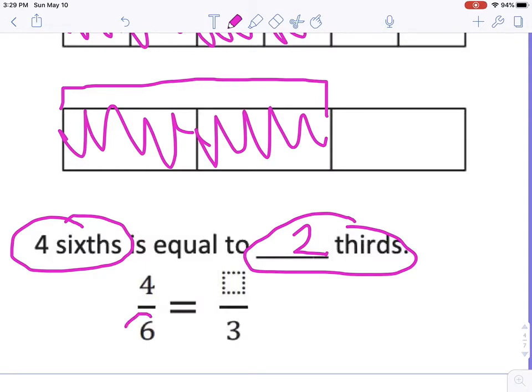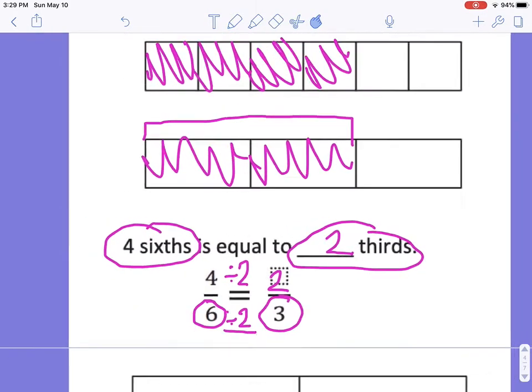How do I get from 6 to 3? 6 to 3. I have to divide by 2. Since I divided by 2 on the bottom, I have to bring that up to the top. 4 divided by 2 is 2. So I know that 4/6 is equivalent to 2/3, which is what we figured out in our picture.